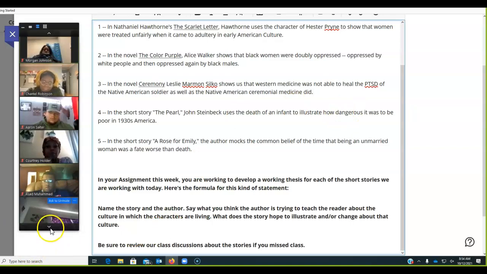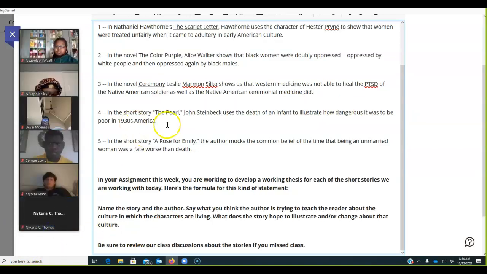Let's see. Bryce, can you read us the 5th one? In the short story A Rose for Emily, the author mocks the common belief of the time that being an unmarried woman was a fate worse than death. Fantastic. Okay, and I don't remember who wrote A Rose for Emily. I think it was Faulkner.